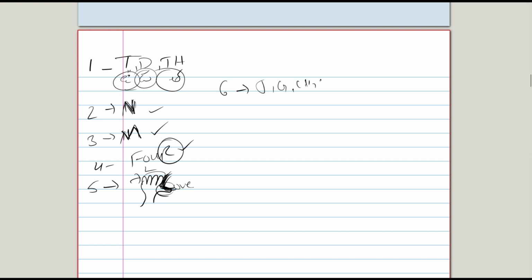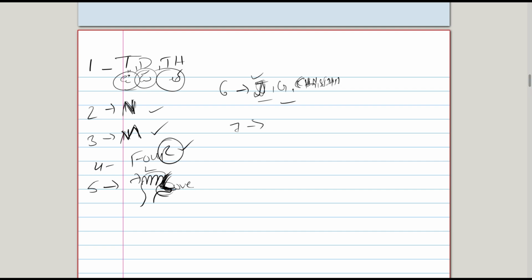Next, 6 stands for J, G, C, H, S, H. In our olden days, our grandmother was called JG. If you know, you can ask your parents that our old grandmother was called JG. So you can remember it like that: JG, CH, SH.